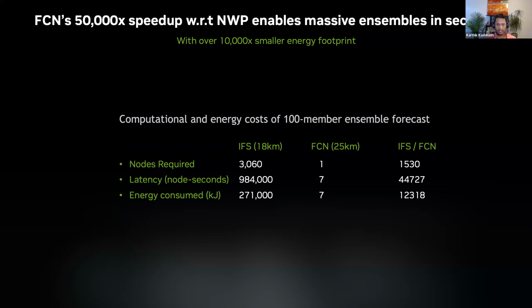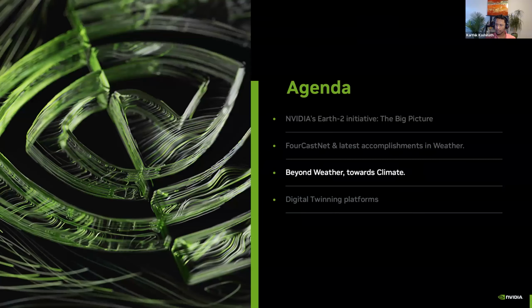The number of node seconds required for this computation is about 1 million for IFS and about 7 for ForecastNet. So that's a 45,000x speed up. And correspondingly, the energy savings is about 12,000x. So the speed up and the energy footprint reduction are two very attractive properties that enable us to use very large ensembles, and we're exploring the implications of this.